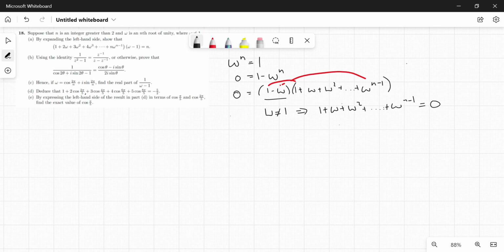All right, let's have a look at the actual question. So by expanding the left-hand side, let's expand that left-hand side. So we would do left-hand side equals, and let's times everything in this bracket by W first. So we're going to get the W, we're going to get 2W squared, we're going to get 3W cubed, 4W to the 4. So we're going to get all of that, all the way up to n, W to the n. Now let's times everything by this minus 1, everything in that first bracket.